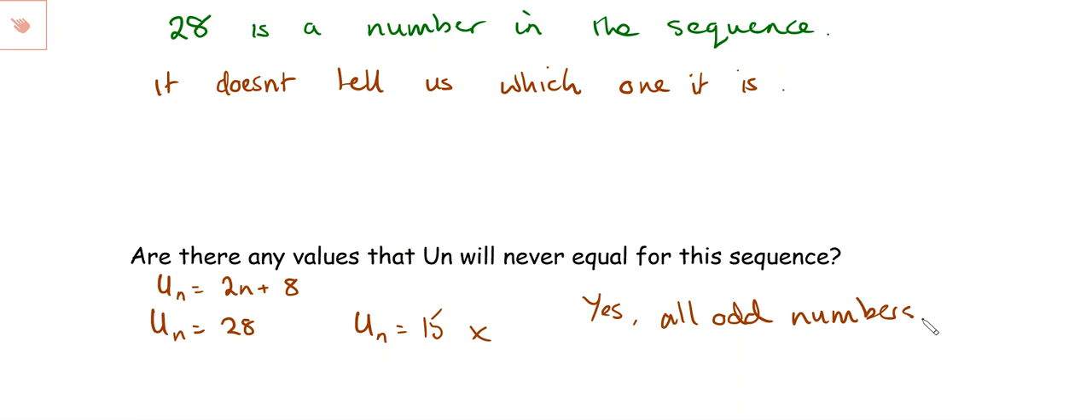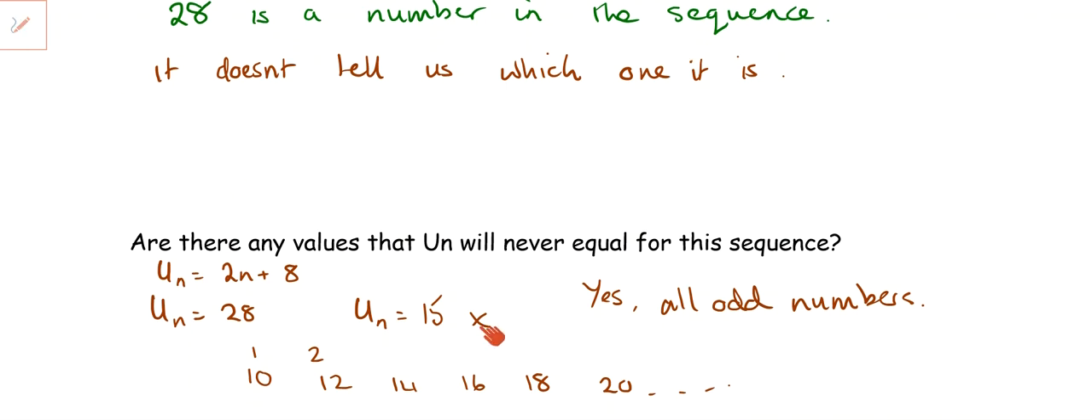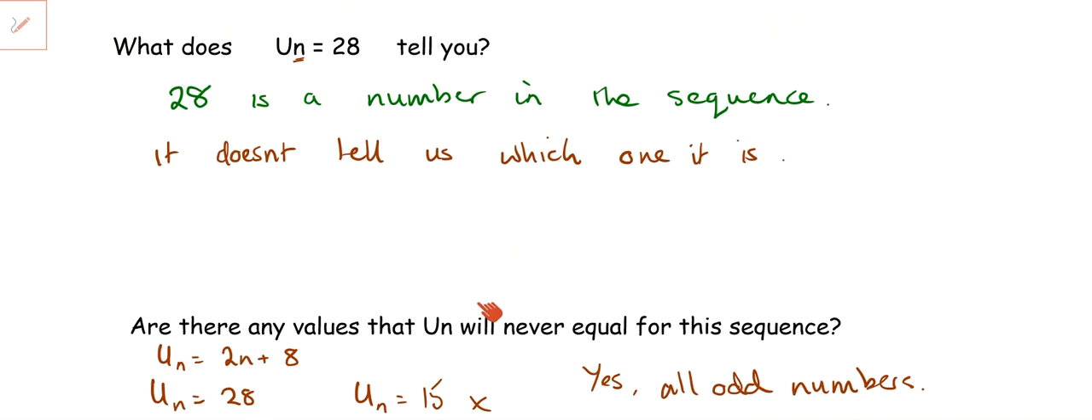Anything less than 10, because the first number is 10, the second number is 12, 14, 16, 18. So basically, every even number from 10 onwards will be in the sequence, but never any odd numbers and never any numbers below 10. Okay. I think that's it. Back to this question then.